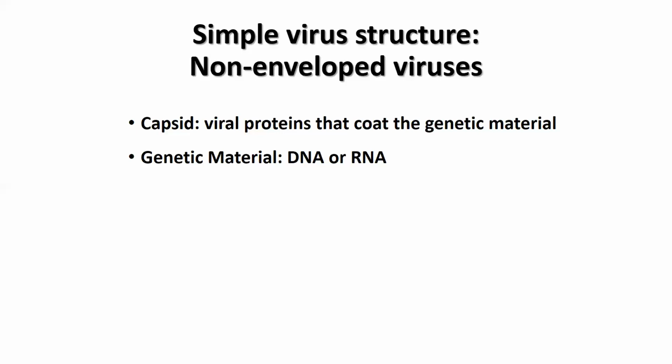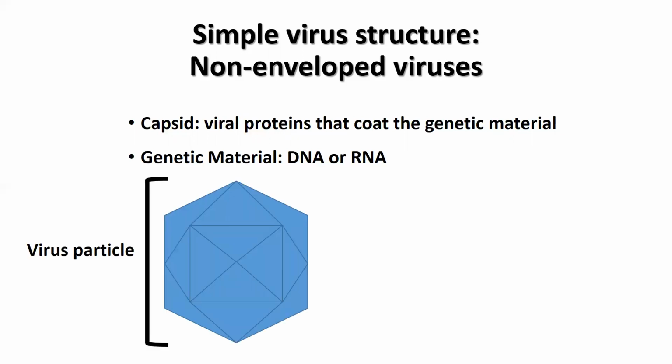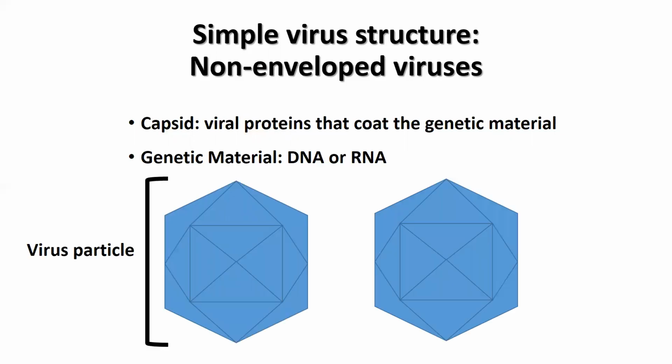There are two basic structures of viruses, non-enveloped and enveloped viruses. Non-enveloped viruses are the most simplistic of the two types of virus structures. Non-enveloped viruses are comprised of nucleic acid, which is coated or encapsulated in a protein. The viral protein that encases the nucleic acid is called the capsid.